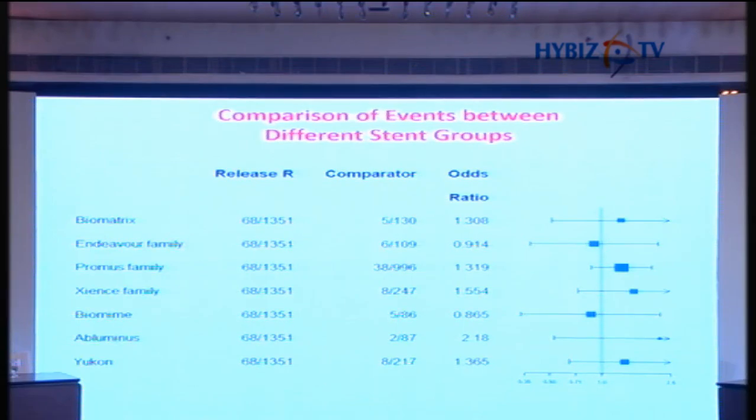Because the most common stent was Release-R, we compared it with other stents in the various groups. Again, you can see the forest plot on the extreme right. The confidence intervals are crossing 1, which means there is no statistically significant difference when we compared Release-R with various kinds of stents.